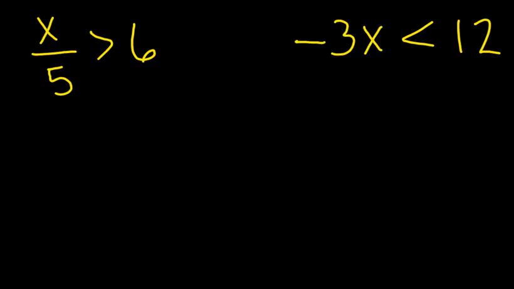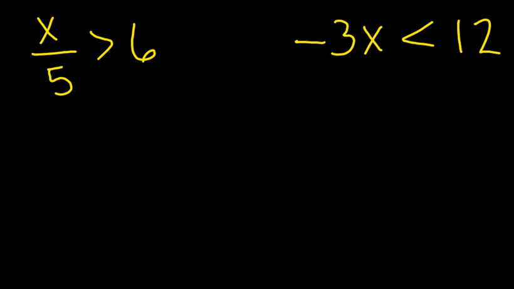Okay, look at the two examples above. One of them, the sign is going to flip. Which one do you think the sign is going to flip on? If you said this one, you are correct. How do I know? The negative is with the x. This one does not have a negative. The sign doesn't flip. So let's solve them both.